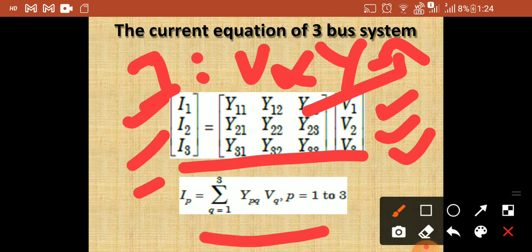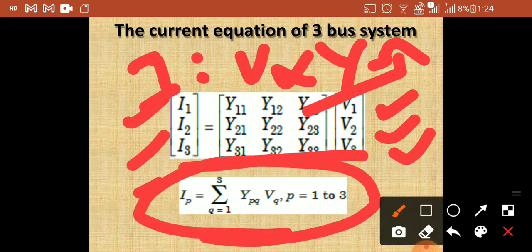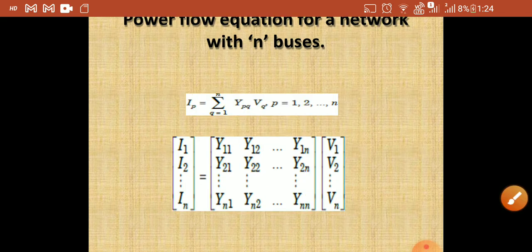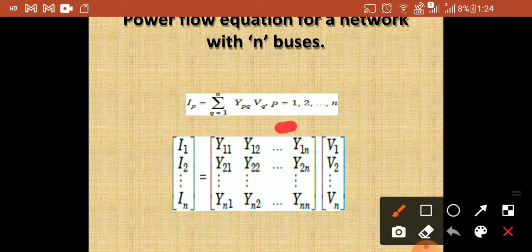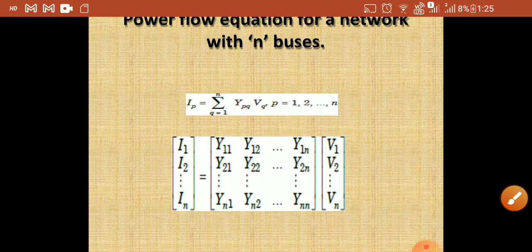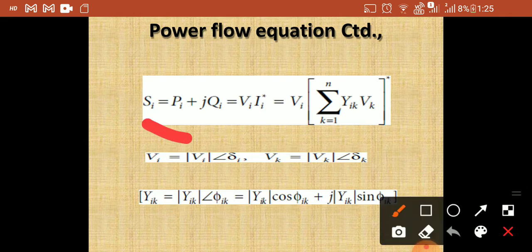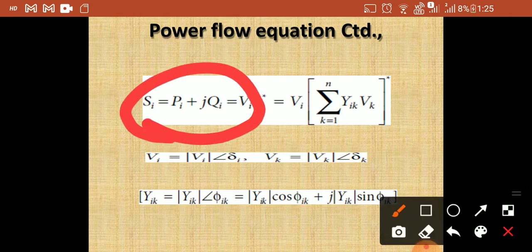Here is the resultant equation for YV, P, Q and I. All the equations are given. This is the general format equation, the power flow equation for an n bus system. The resultant matrix is like this. Generally we know the complex power S equals P plus jQ, which is equal to V into I conjugate, V_i squared, equal to Y into V_k. We have to write it like this.